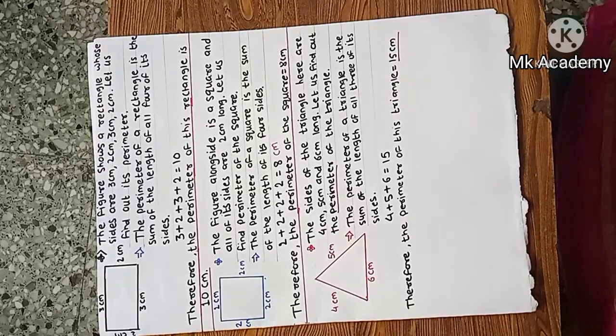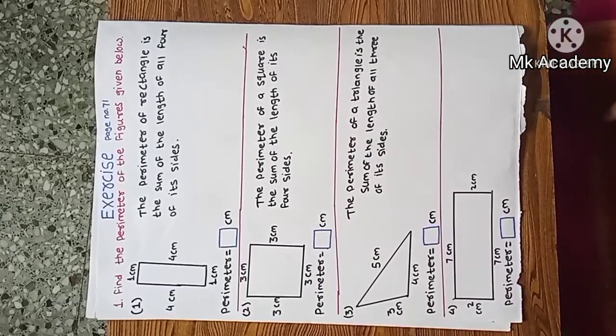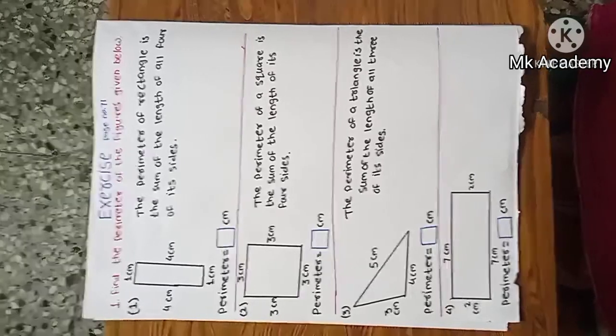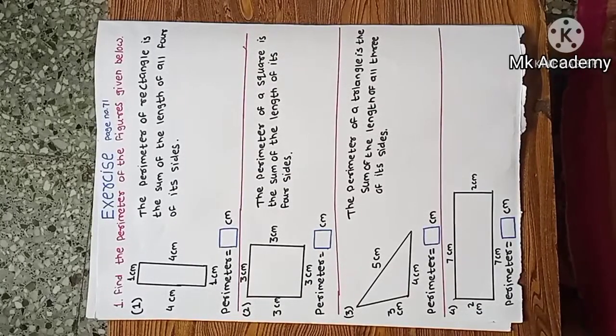Now we solve the exercise. Exercise page number 71. Question number 1. Find the perimeter of the figure given below. First example. We have given a figure and we have to find the perimeter of the given figures.